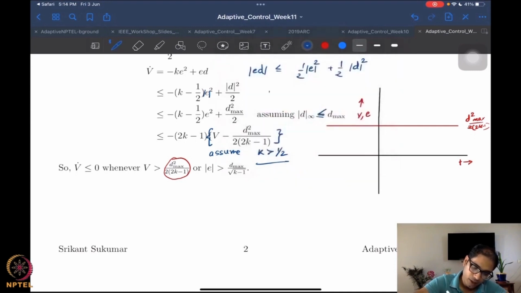Here, then this has to be a decreasing function. And once it goes inside, it can do anything. It can be increasing, decreasing, and so on and so forth. Remember that V is greater than or equal to 0, so it cannot, of course, lie below this guy. Okay, so this is the plot for V.